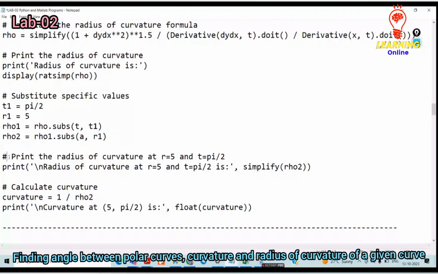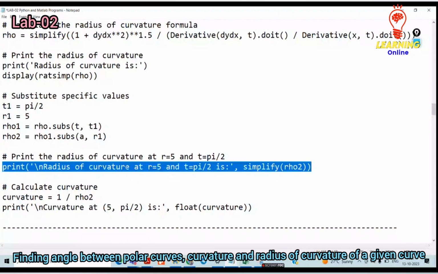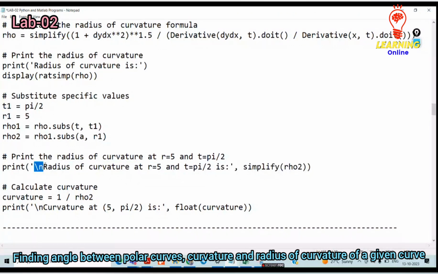Then print the radius of the curvature. r is equal to 5, then t is equal to pi by 2. Here I have defined pi by 2 and 5, and I need to get that output. Here backslash n is a new line. It has to go to a new line, because of that reason we type backslash n. Then the radius of the curvature at r equal to 5, t equal to pi by 2 is the simplified rho2 value. This is your simplified radius of the curvature.